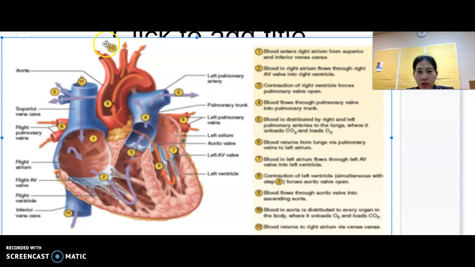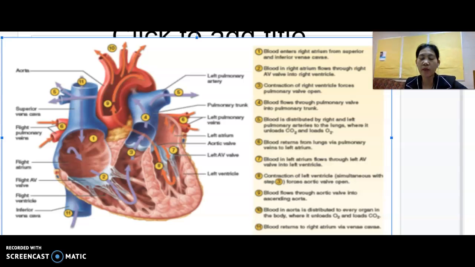And then blood returns to the right atrium again. From the upper part of the body, the blood returns through the superior vena cava, and from the lower part of the body, the blood goes through the inferior vena cava, and then the process goes on again. Right atrium, right ventricle, pulmonary valve, then to the lungs, and then lungs to the left atrium and left ventricle, and then to the aorta. Then it goes on and on and on.